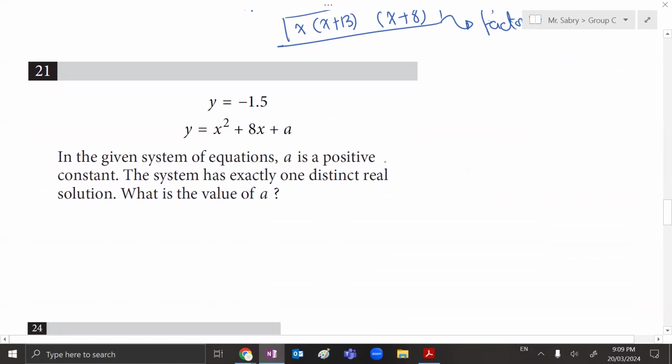This is y, you're given y already, negative 1.5. So substitute right away before you read anything else. Here's negative 1.5 equals x squared plus 8x plus a. Now let's read. They say if this is the given system of equations, a is a positive constant, the system has exactly one distinct real solution. Whenever something describes the number of solutions, whether they're one or no solutions or two solutions, the number of solutions, then we're thinking of the discriminant.